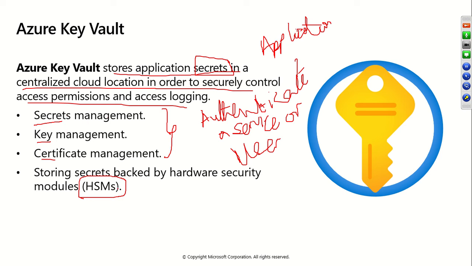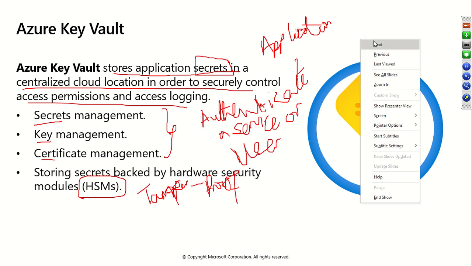And that hardware is tamper proof. Tamper proof means if anyone, even someone who has access to the infrastructure of Microsoft, touches it or tries to carry it out or move it, everything will be lost. So that is why it is very, very good for security.